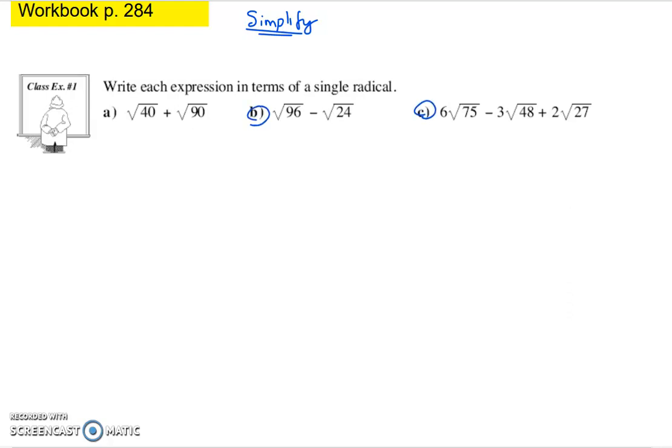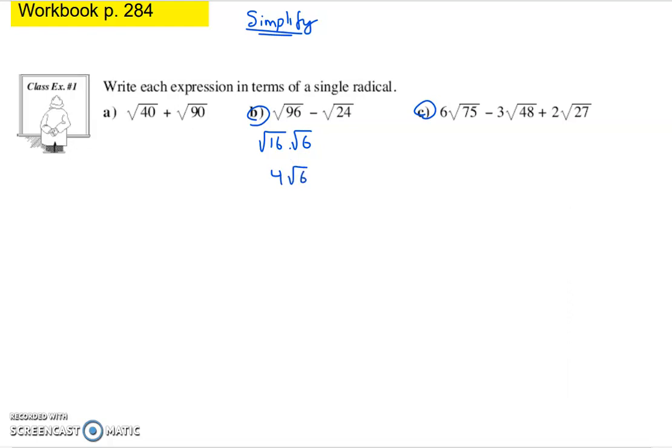In B, 96 and 24 are really big numbers. So I'm going to use my perfect square table and try to divide them by the biggest perfect square that I can find. So this one will break down as root 16 times root 6. And when I'm doing these tough questions, I like to finish one term before starting the next one. So this one becomes 4 root 6. I'm done with this one here.